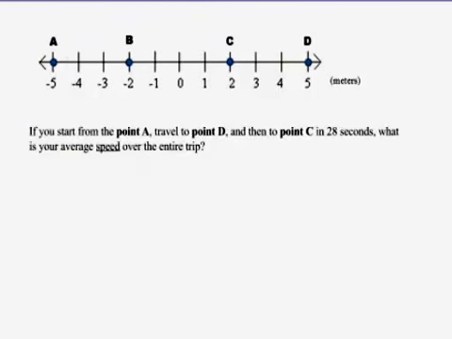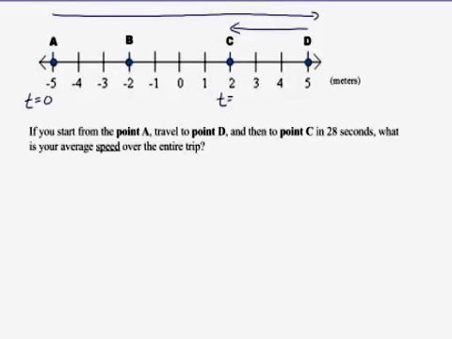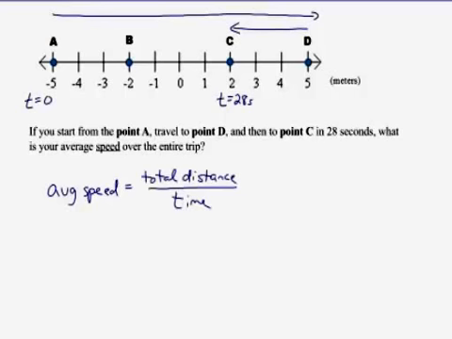In this next problem, we again have the object starting from point A and then going to point D and then back to point C, again in 28 seconds. So when we start, the time is 0. When we end, the time is 28 seconds. But this time, instead of finding the average velocity, we're finding the average speed over the entire trip. So the average speed is the total distance divided by the time. And when we're going to calculate average speed, we need to add up all of the distances.